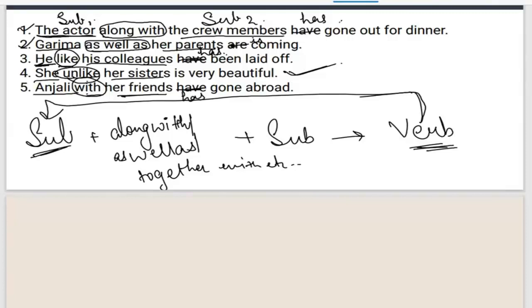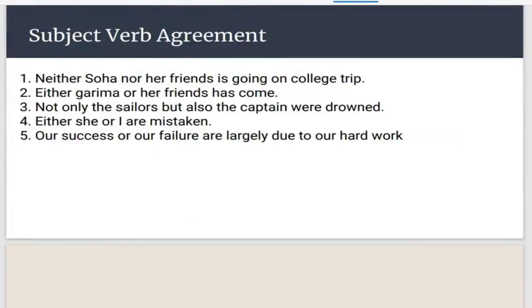Is this rule and all these sentences clear to all of you? Any doubts in it? What about others? Only two to three students are replying. Fine. Okay, fine. Now have a look at these sentences.